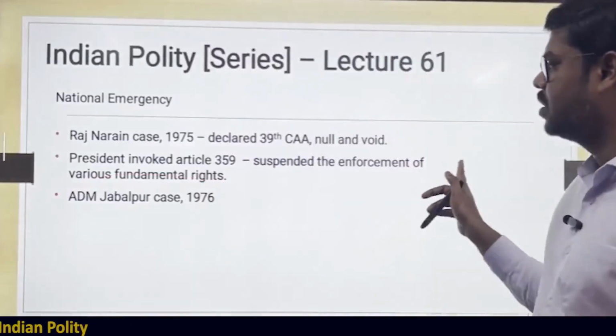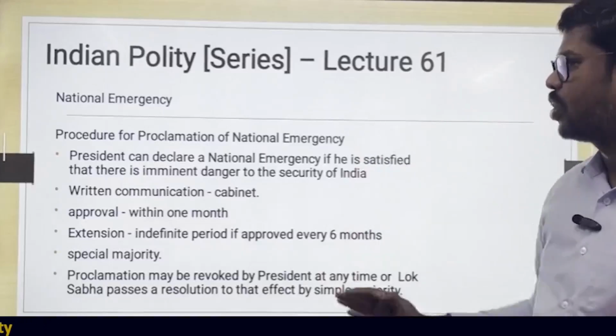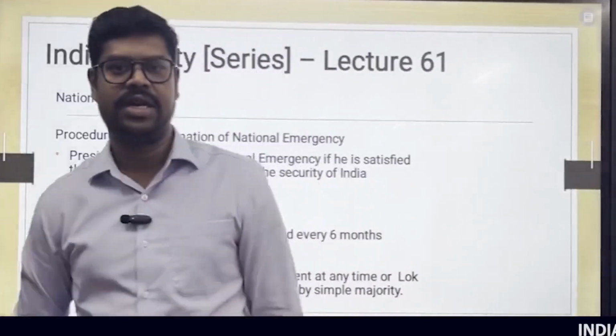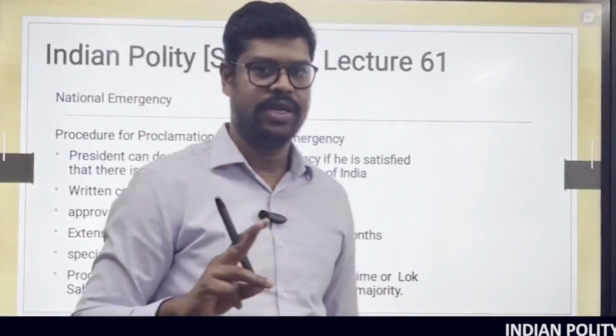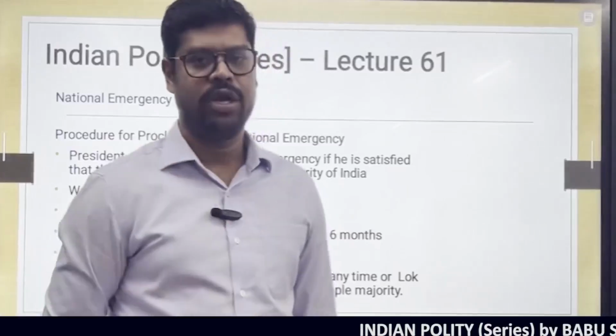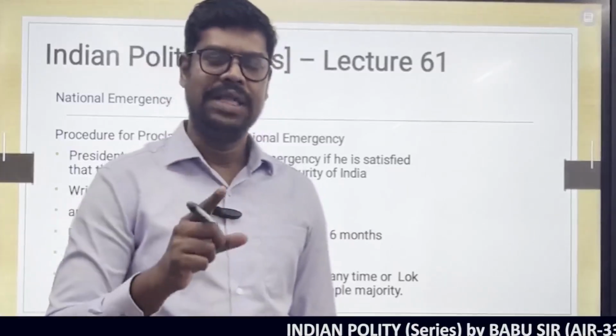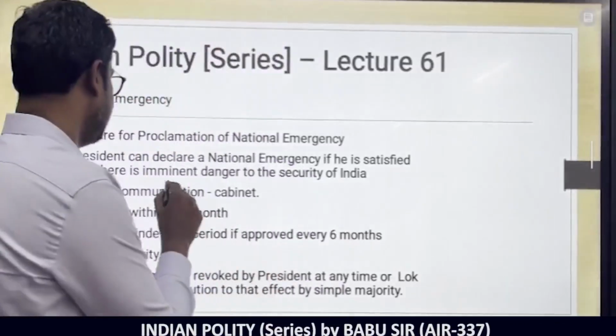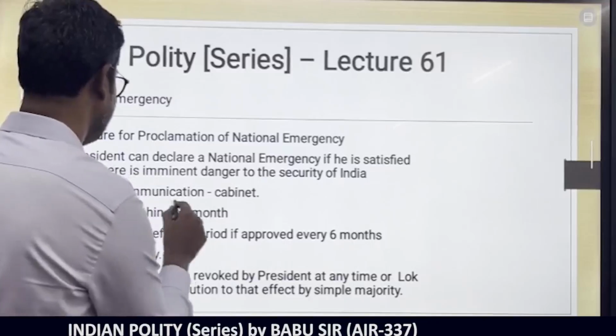So the next thing is, what is the procedure to proclaim a national emergency? The first thing that you have to understand is that it is only the president who can proclaim the national emergency, but the president can proclaim the national emergency only on the written recommendation of the cabinet. That is very, very important.